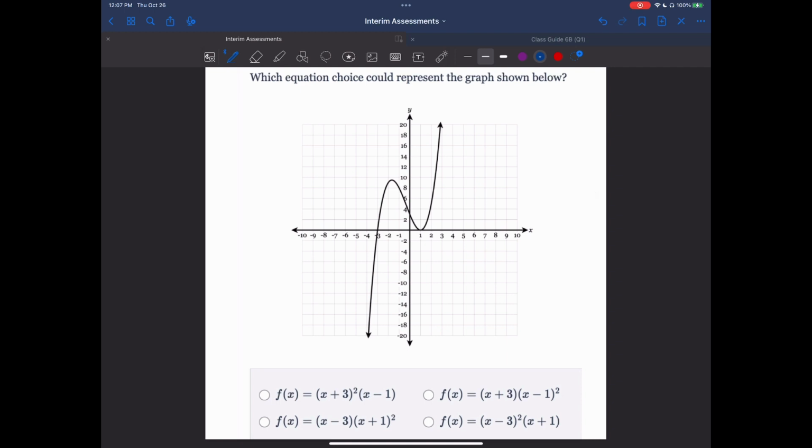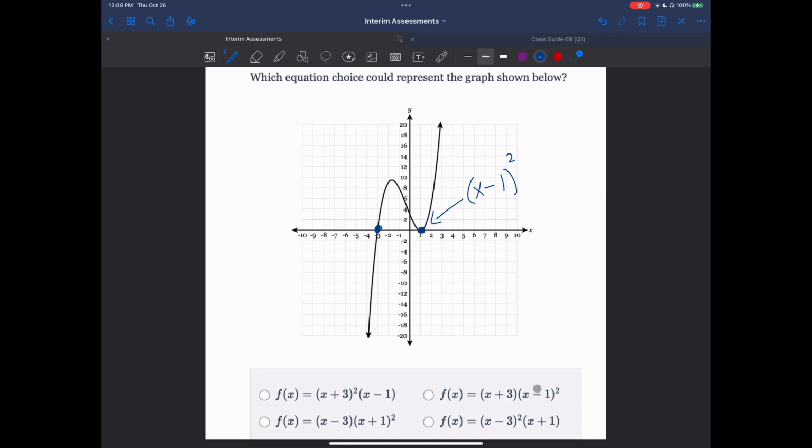Okay, so it says, which equation choice could represent the graph shown below? So I have an x-intercept here. I have an x-intercept right here, and it's a weird one, right? That's where it bounces. So I should be thinking this is going to have a squared on it, which all answer choices have a squared somewhere. So just make sure you've got the rest of it filled out correctly. Let's see. So that happens at +1. So in factored form, I'm going to have an x minus 1 squared. So I'm going to look for any of those.